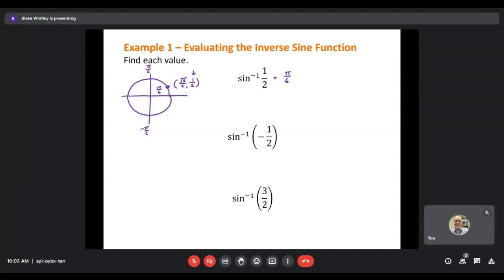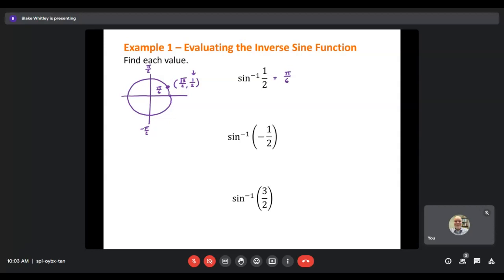So again, same types of calculations we did back in chapter 6, but now we have our unit circle to help us out to think about, okay, where's the sine value 1/2? That means where's the y value 1/2? And the only place that that's going to happen between -pi/2 and pi/2 is at pi/6.